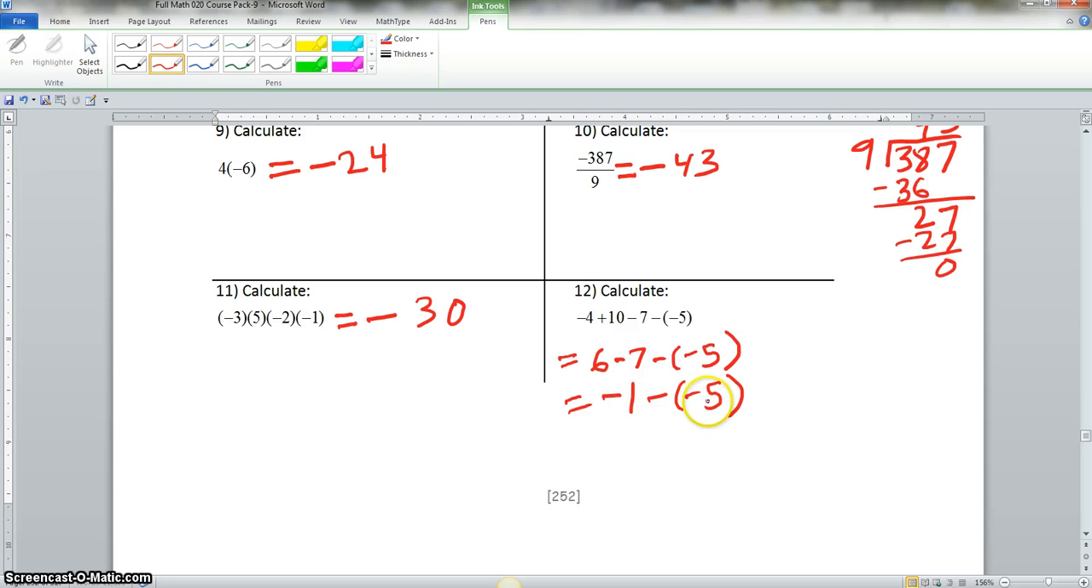Now we add negative 1 minus a negative 5. This means the opposite of negative 5, so it'd be negative 1 plus 5. And we know we will subtract this. We know 5 and 1 subtracted will give us 4, and the sign of the 4 will be the sign of the 5, which is positive because 5 is greater than 1. So our final answer here is 4.